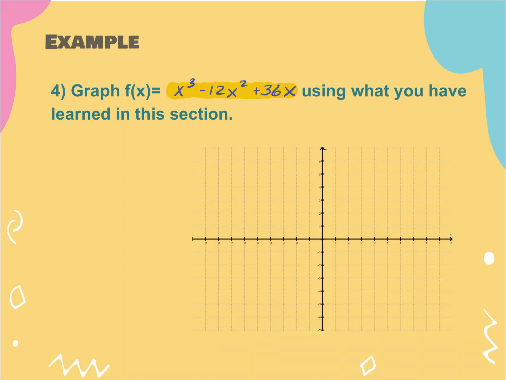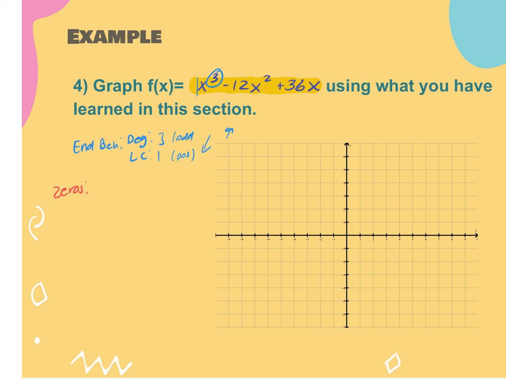All right, so let's try another one. As always, let's start with our end behavior. End behavior is going to be our degree and our leading coefficient. Our degree is 3, that's our highest exponent. And our leading coefficient is 1, so the number in front of the x cubed is 1. This 1 is positive, and this 3 is odd. Odd positive, we can expect it to go down going to the left, and go up as we go to the right. All right, now let's find our zeros.